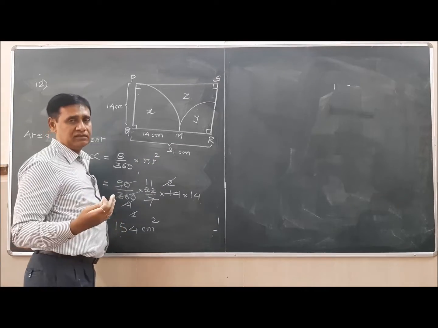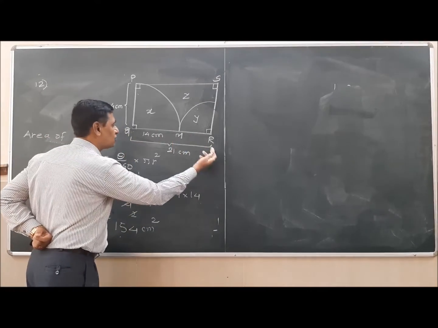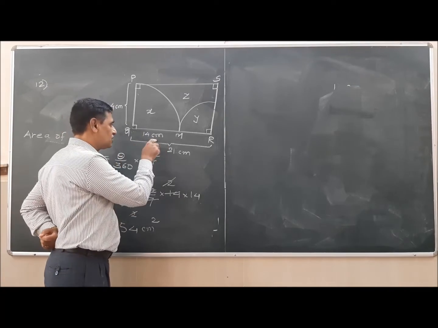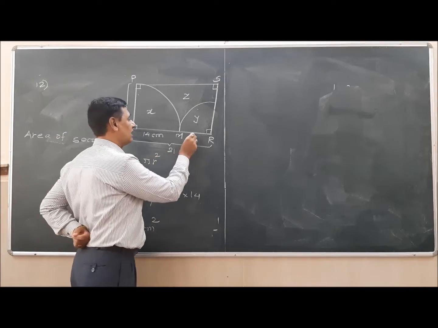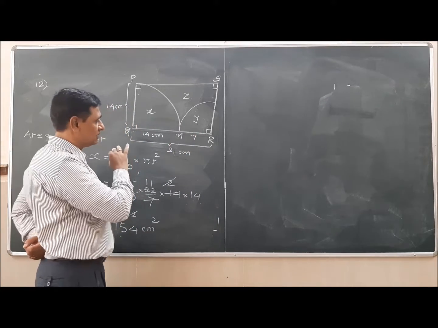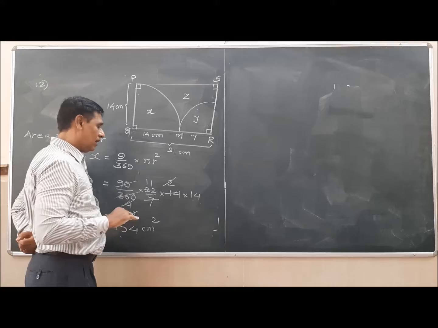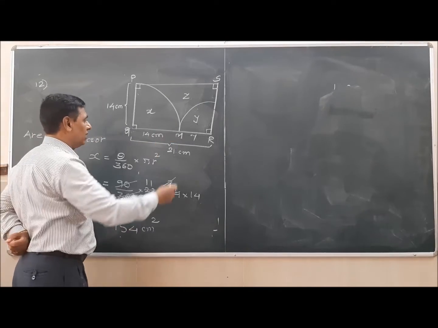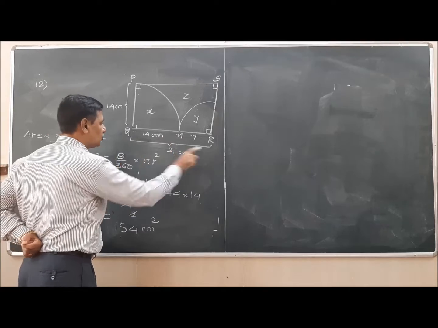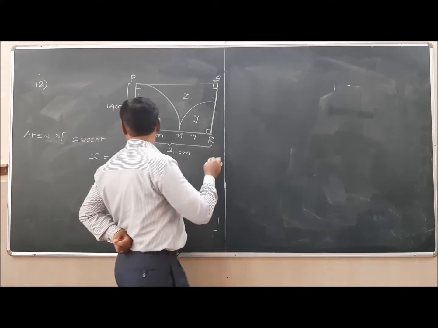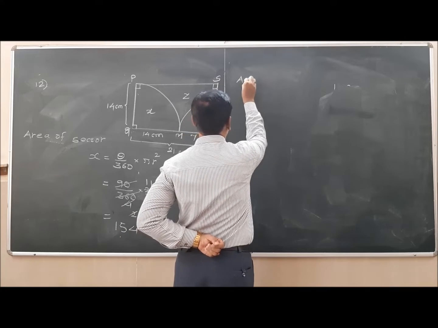Then naturally, QR is 21, out of which QM is 14. Then I get the value of MR as 7. It becomes very simple now. Now, since we know the value of radius for sector Y, because 14 plus 7 is total 21, let's find out the area of sector Y.